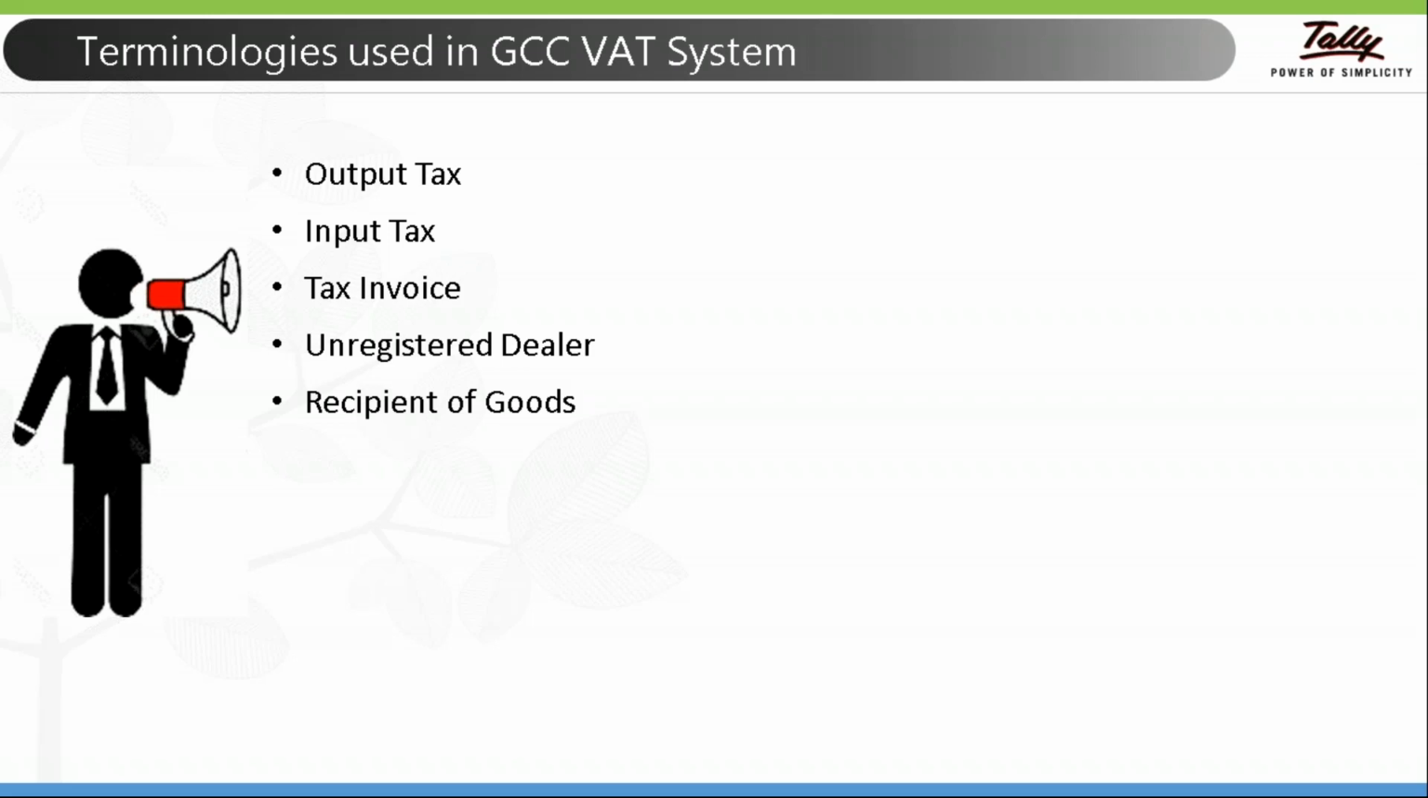Recipient of goods. Recipient of goods is a person to whom the goods are supplied. The person who is receiving the goods is called the recipient of goods. Recipient of services. Similar to this, the person to whom the services are supplied, the person who is receiving the services, is called the recipient of services.